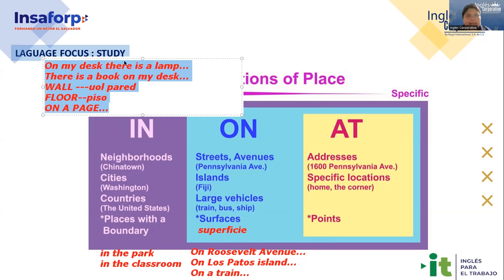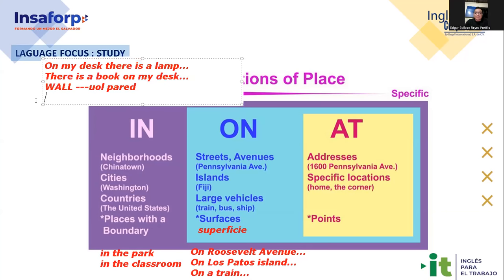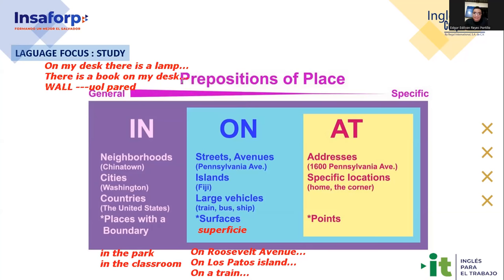Edgar, help us with at. At address, specific location, point. Okay, so it's very clear. At addresses, for example, and in here, you're going to mention the number of your house or the number of that place. And besides that, you add the name of the street, right?